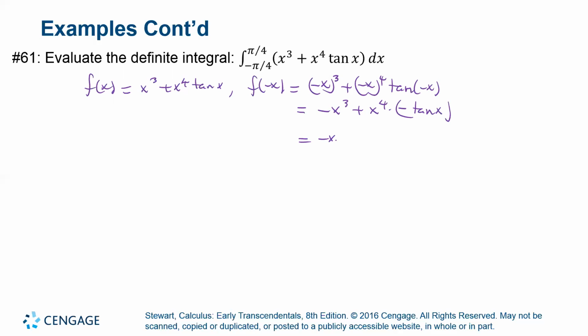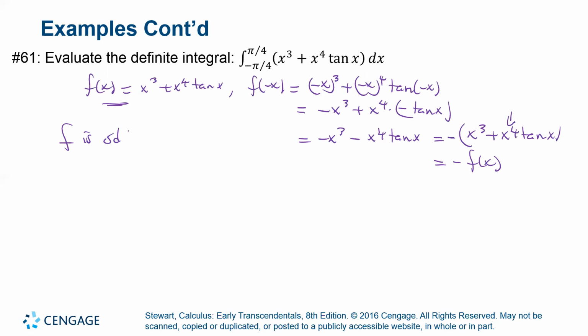So you have minus x cubed minus x to the 4 tangent of x, which is the same as minus, bringing the negative out, x cubed plus x to the 4 tangent of x. Now what is this? This is my f of x. So this is equal to minus f of x. Therefore, f is odd.